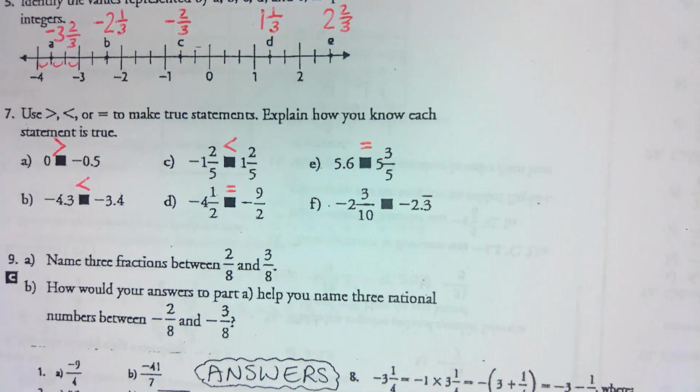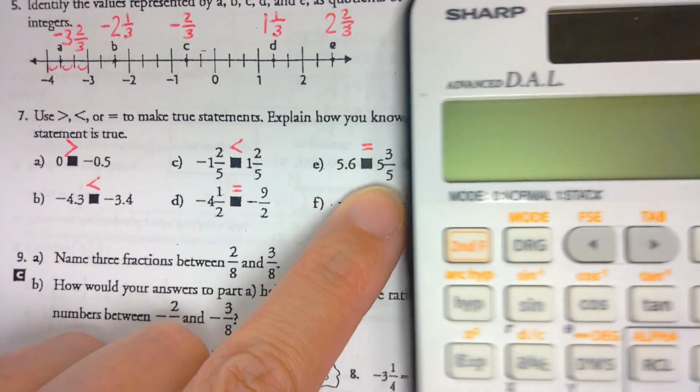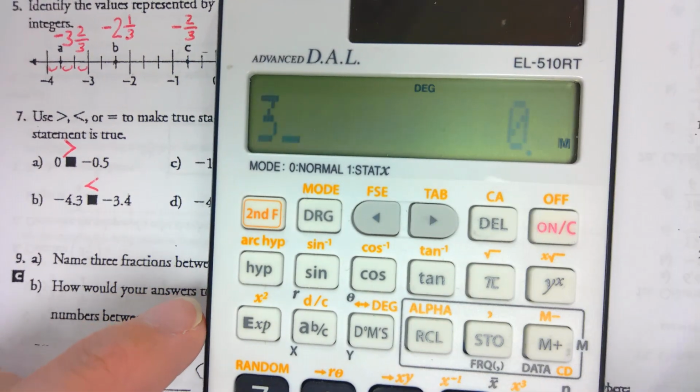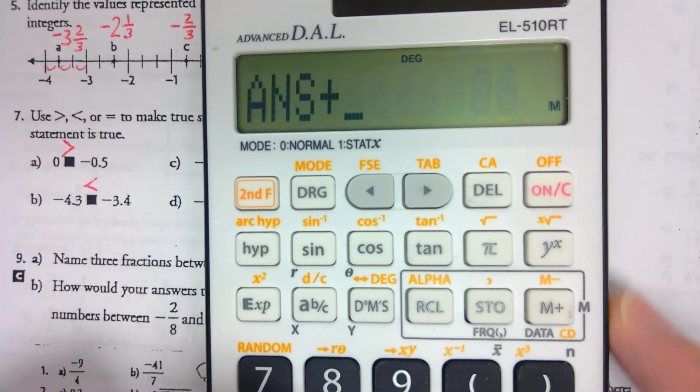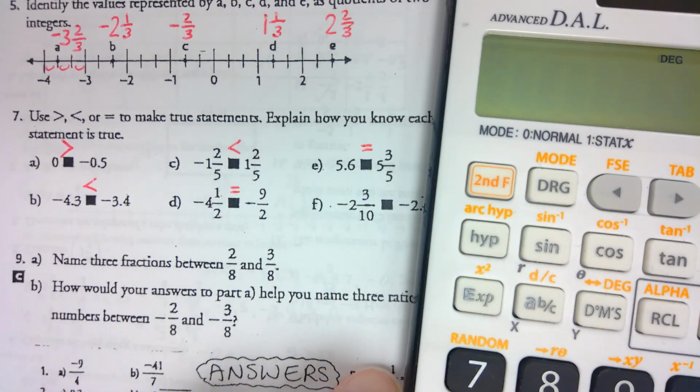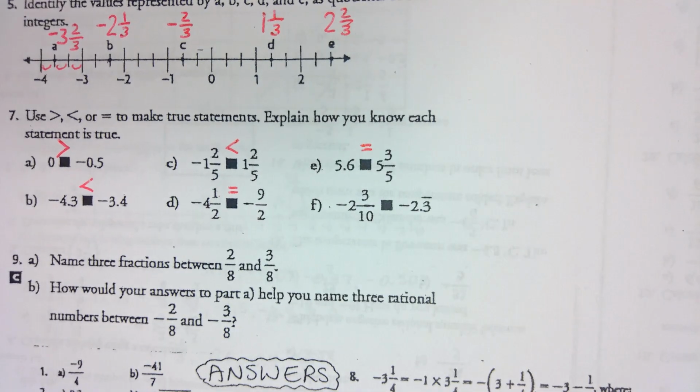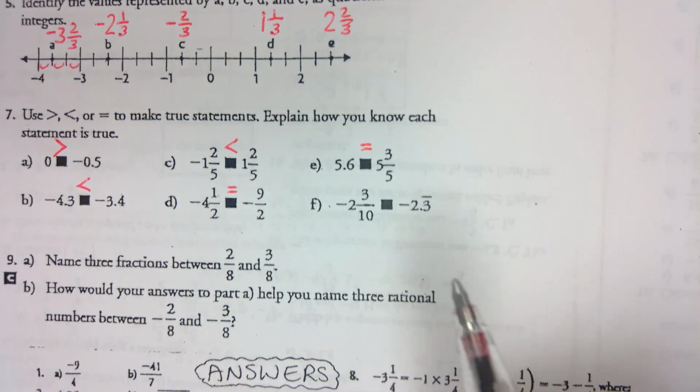Okay. Again, change it to a decimal. So on your calculator, this is how you do it. 3, actually, is it 3 divided by 5? Yep, 0.6. And then add on that 5, you get 5.6. So now that's how you know it's equal. Okay. F is tricky.